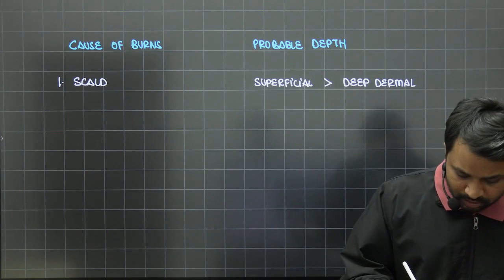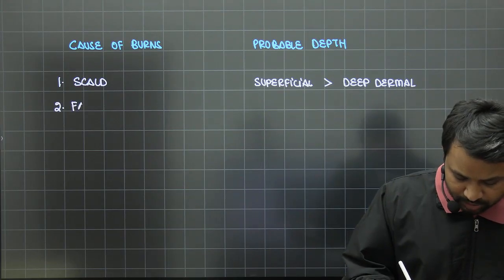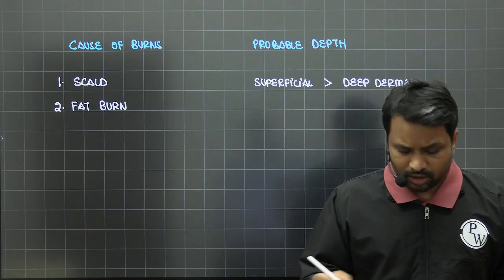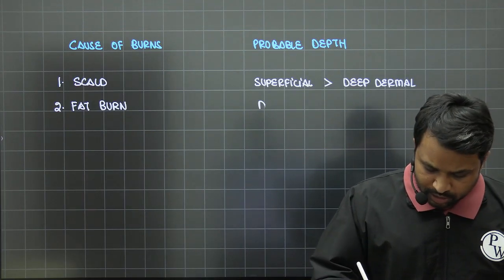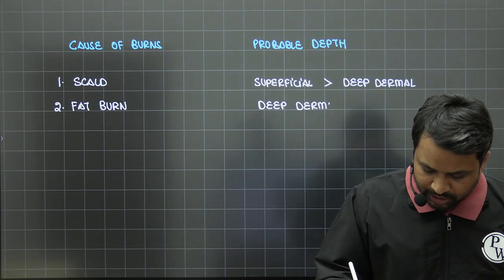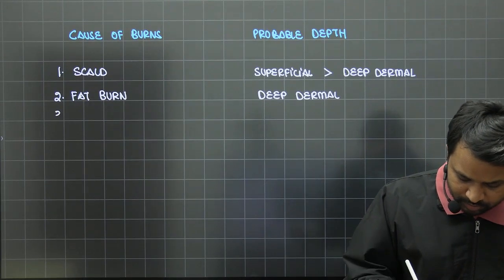Now the second one that you have is going to be a fat burn. Fat burn is going to be oil and all that. In fat burn, it is usually a deep dermal burn.